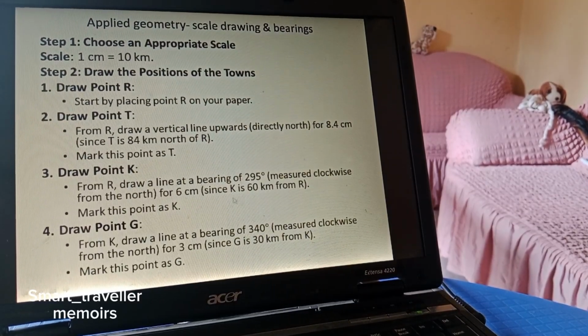We go on correcting here. So I have corrected it to say since G is 30 kilometers from K. There was an error there.